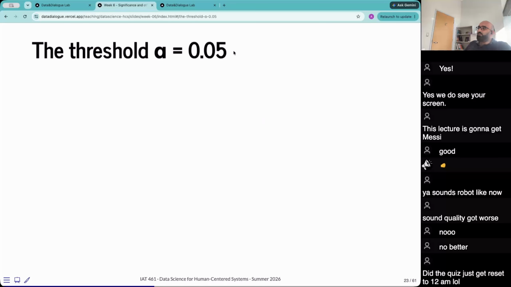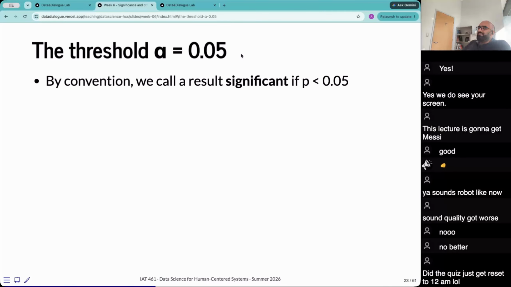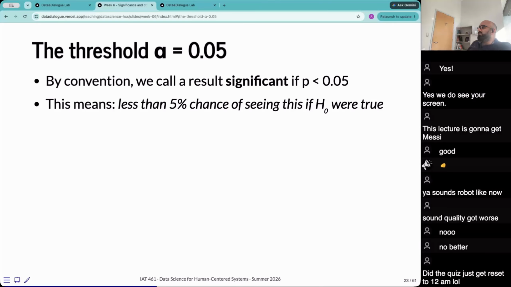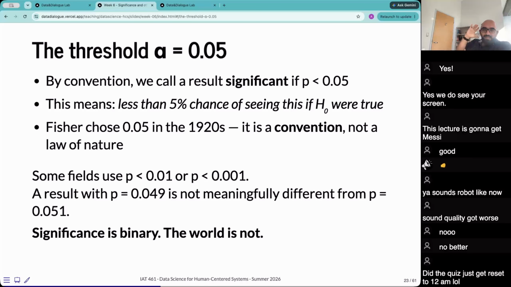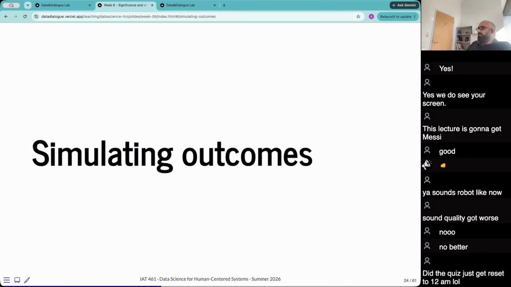So remember, they will show you a threshold of 0.05. It's a convention. We call the result significant if that's the p-value. This means less than a 5% chance of seeing this data if the null hypothesis was true. And this is just some guy, Fisher, who chose this. Some fields use different thresholds. Sometimes thresholds are not even good. And this idea that significance is binary is not really true, but we use it for science, okay?